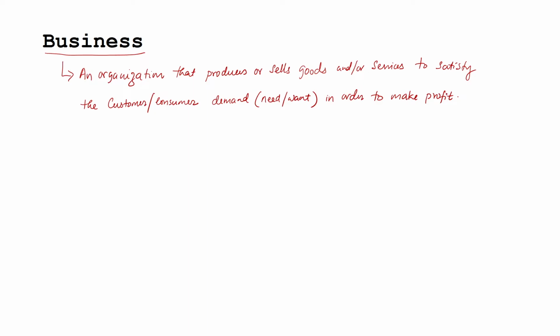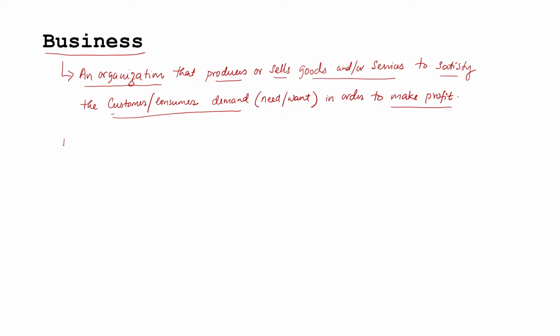So, a business means we are talking about any organization that produces or sells goods and services. An organization can produce goods and it can also sell services. Why do they do that? To satisfy the customer or consumer's demand. We use the word demand here, but it is actually a need or a want of a customer. And why do they do that? They want to make profit. That is the logic here.